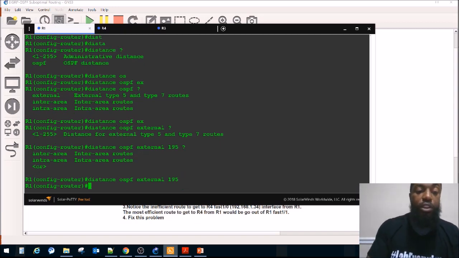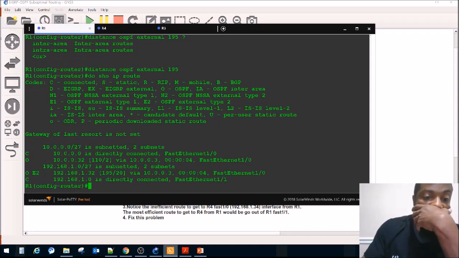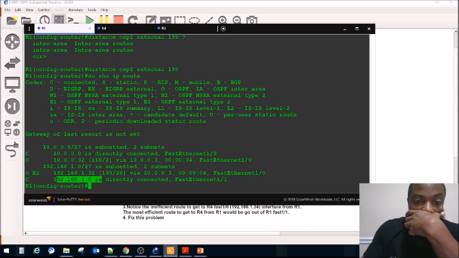So now we do a show IP route. We are going to see that we changed our administrative distance to 195. So theoretically, he should take the directly connected route now, right? Because this was too high.